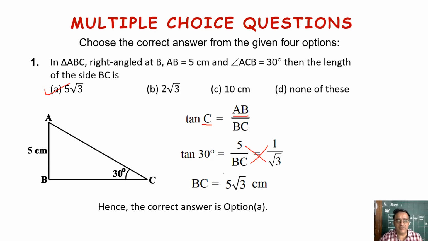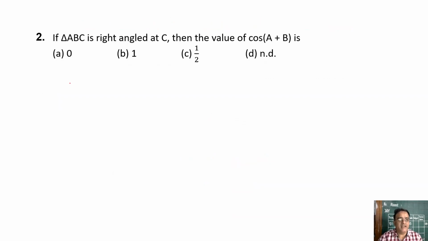Now we are moving towards question number 2. If triangle ABC is right angled at C, so angle C is 90 degree, then the value of cos of A plus B is what? That we have to select the correct option. So what is A plus B plus C? 180 degree.